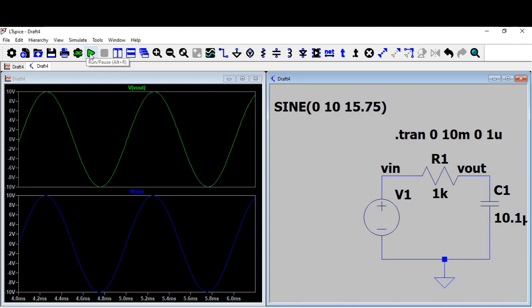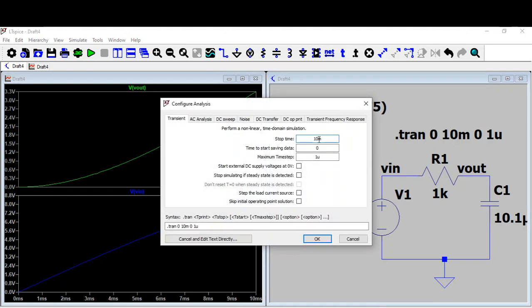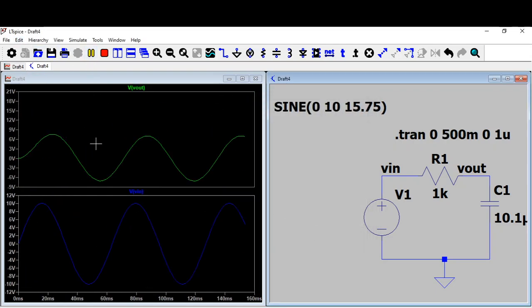And of course I can also find the phase shift at that point. Let us do that later. Let me run now. It is not showing because my time is not sufficient to show one complete cycle. What is the time period of 15.75 hertz? It's actually 63 millisecond. So let me make it 100 millisecond or 500 millisecond so that I can get at least a few cycles. I will run now. You can see you are getting a few cycles.